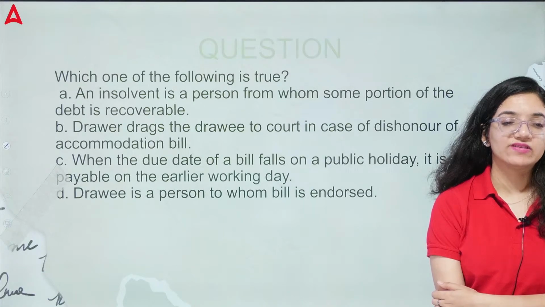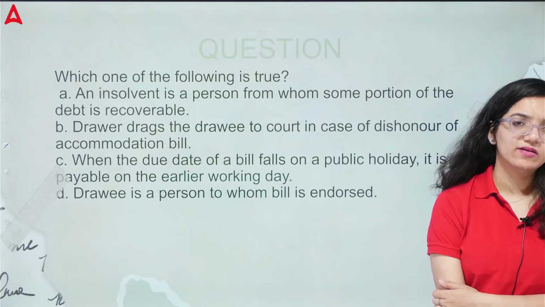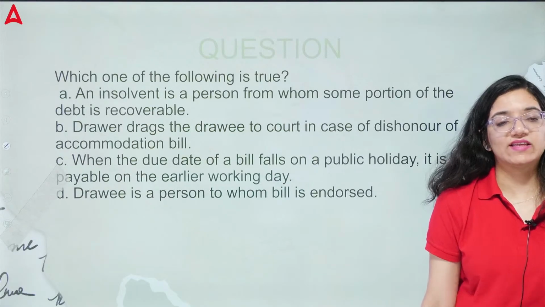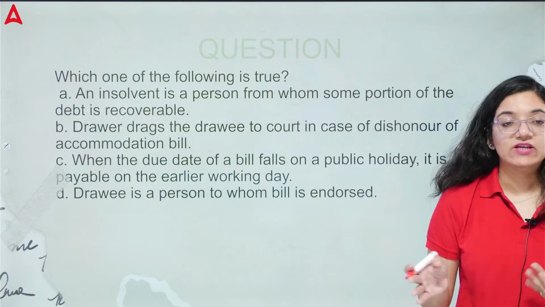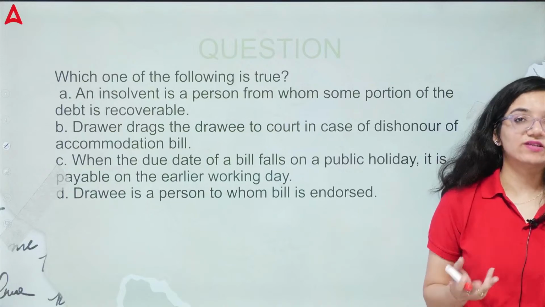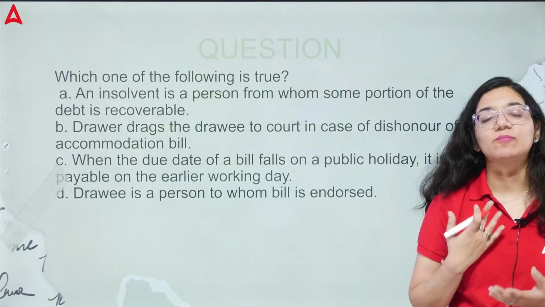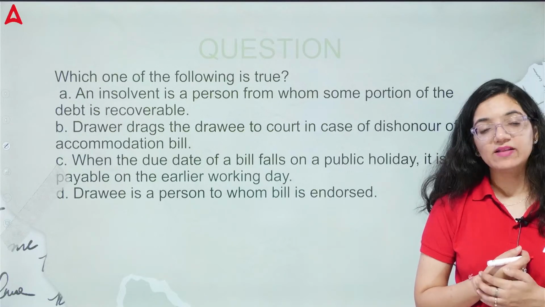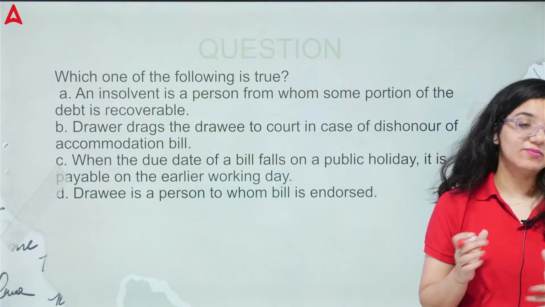An insolvent person is the one who pays some portion, up to a certain limit, this is definitely true. Insolvent is basically the one who cannot pay the entire amount. So most of the debt would be irrecoverable, or maybe even the entire amount, depending upon his bankruptcy. Drawer drags the drawee in terms of a bill, it is there, but accommodating bill is the point.